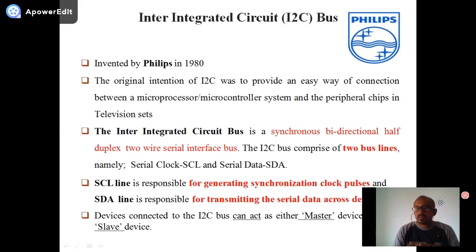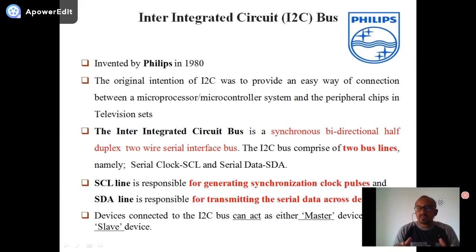Synchronous means it synchronizes with a clock. The communication between the two chips is synchronized by the clock signals generated by the master IC.